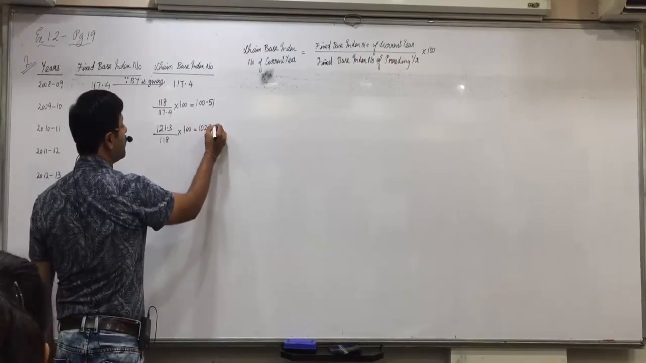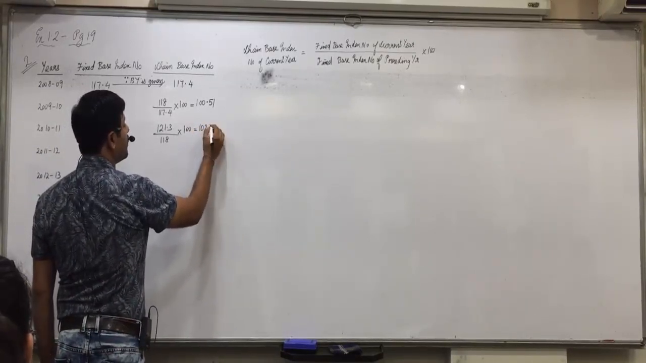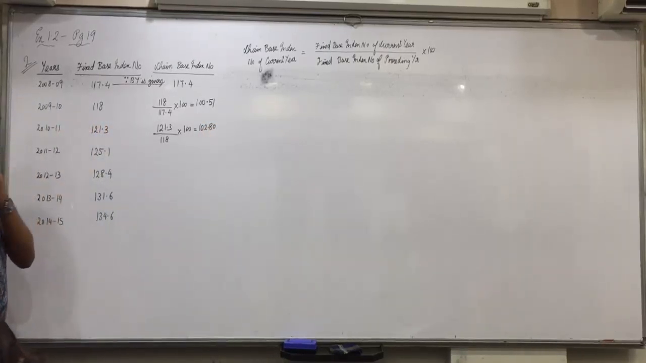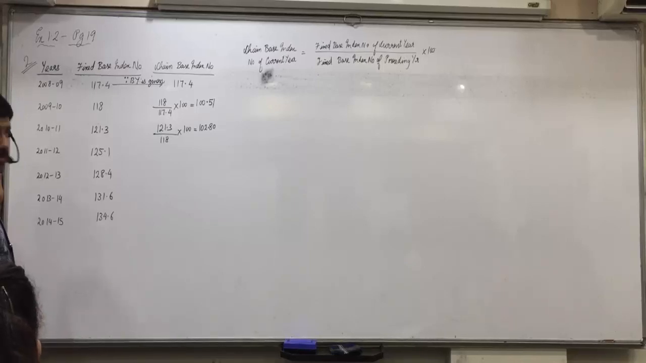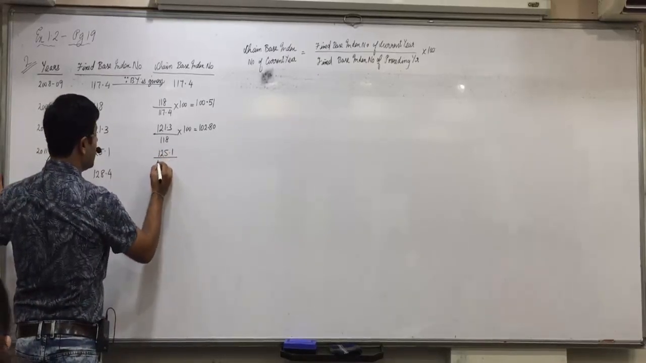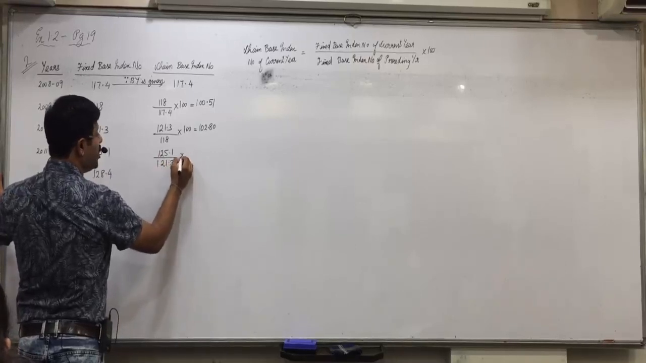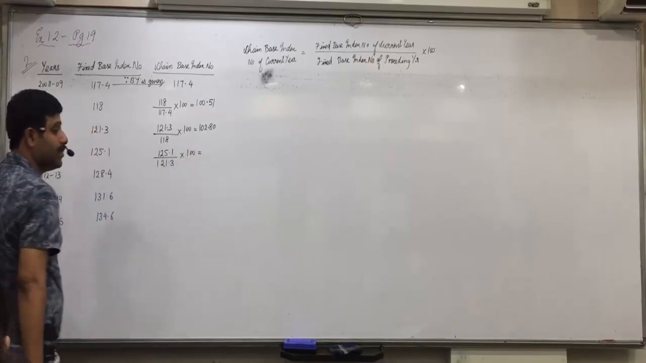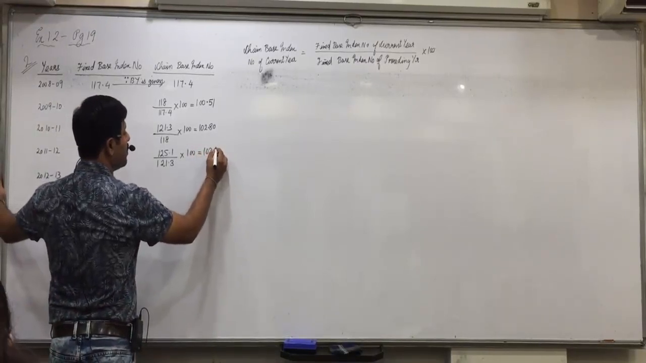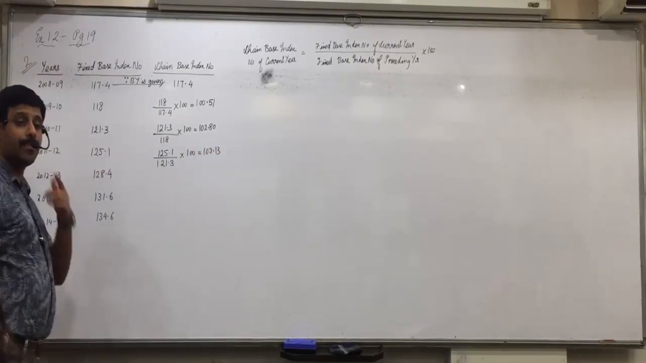102.7. 102.80. So now tell me one more. 125 upon 121.1. Point doesn't have any value. 125.1 upon 121.3. 125.1 upon 121.3 into 100. 103.1. 103. Is everyone clear with this?